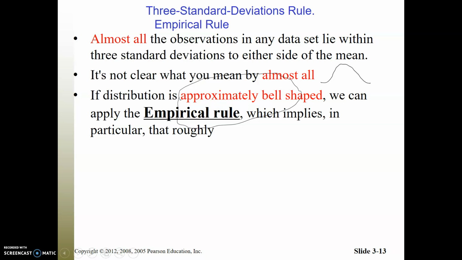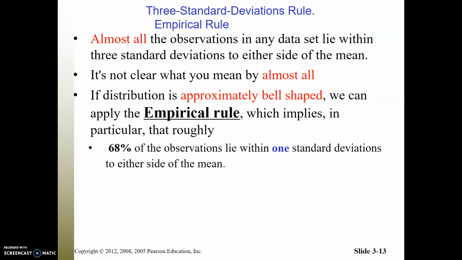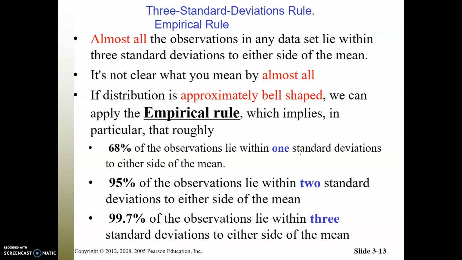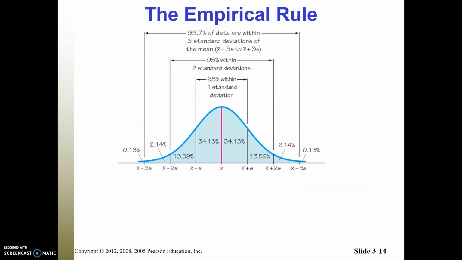And what this rule says is that 68% of all observations lie within 1 standard deviation on either side of the mean. 95% of the values lie within 2 standard deviations on either side of the mean, and 99.7% of the observations lie within 3 standard deviations on either side of the mean, right? When I read this, you probably won't understand, but I have to show you the picture, and then probably you will better understand. Let's see the picture.